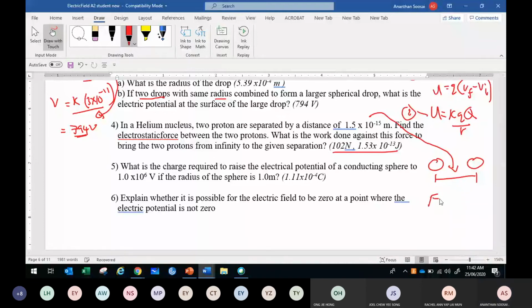And what is the force? So use Coulomb's law: K Q q over R squared. One of them we take capital Q, another one we take small q. So R squared. The nature of the sign of charge, no need to include. K is 9 times 10 to the power of 9. So I believe all of you got 102 Newton.